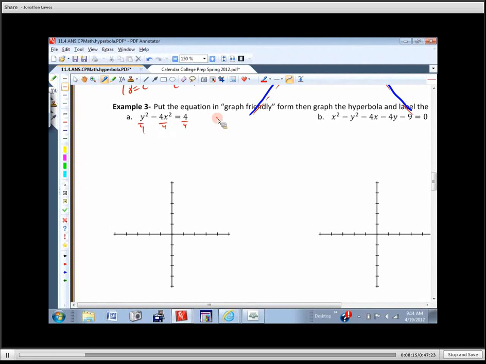So this is going to be y squared over 4 minus x squared. I'm going to put the 1 down there, and that equals 1. So where's the center? 0, 0. Underneath the y is a 4, so how far do we go in the y direction? We go 2. So we're going to go up to 2 and down to negative 2. How far do we go in the x direction? 1. So here's the fundamental rectangle. Here are the asymptotes. We'll draw those in.